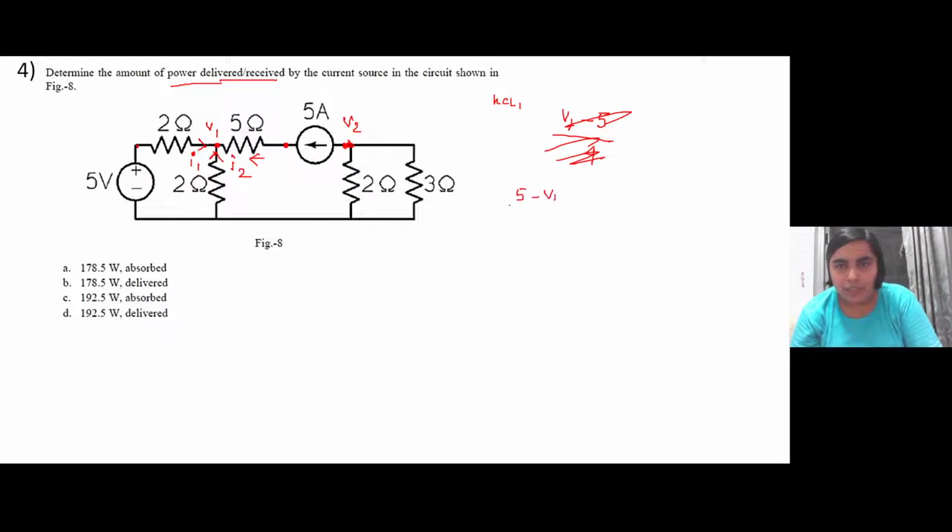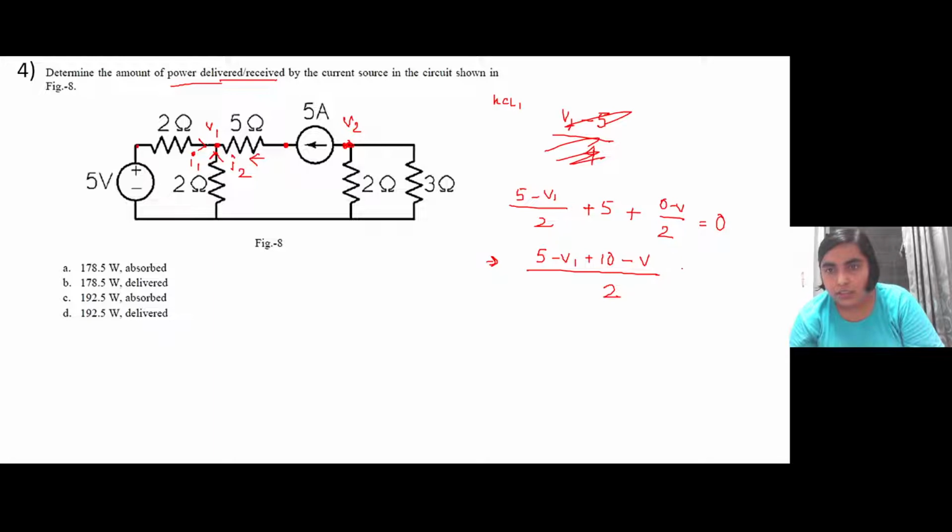So 5 minus V1 by 2 plus, if current is flowing this way, then it is 0 minus V1 by the 2 ohm resistor. This will be equal to 0. So 5 minus V1 plus 10 minus V is equal to 0. Sorry, this is V1. So 2V1 equal to 15. So V1 will be equal to 7.5. So we got the node voltage in this particular node.